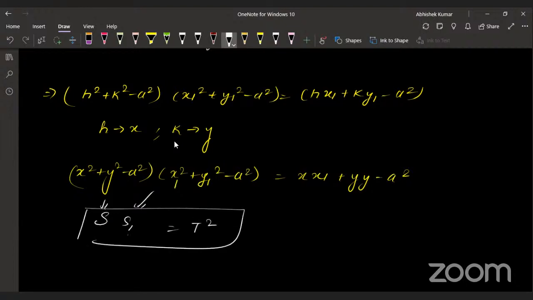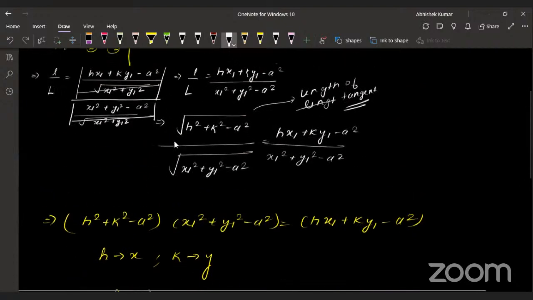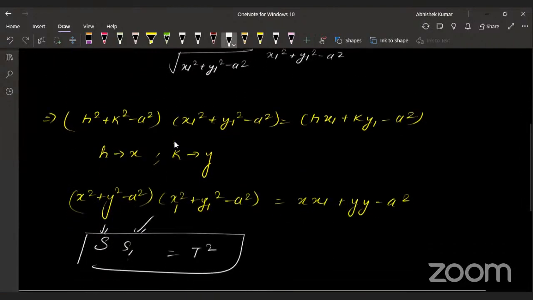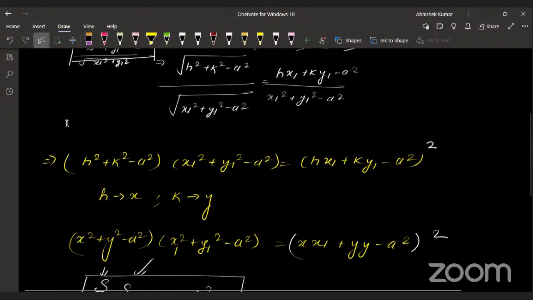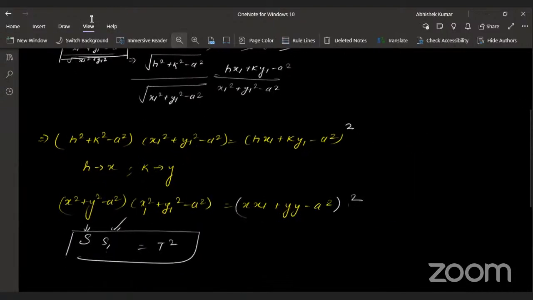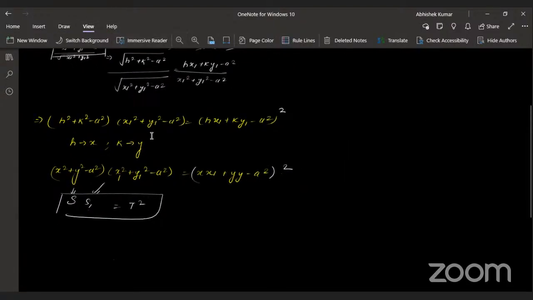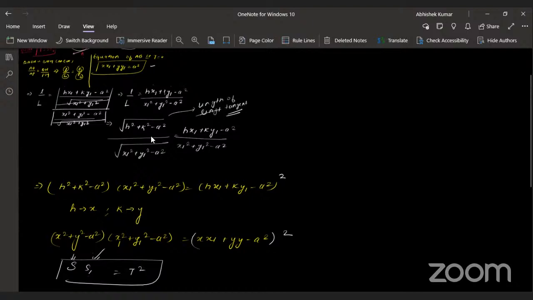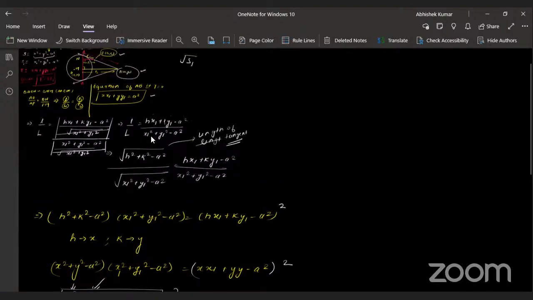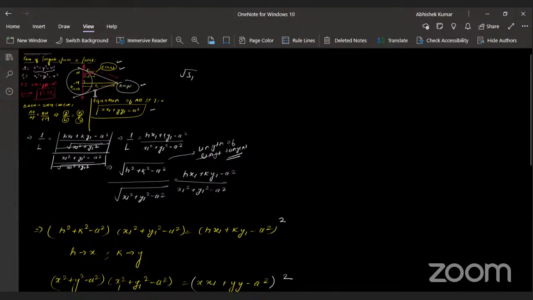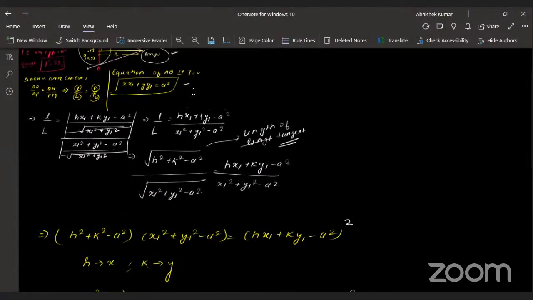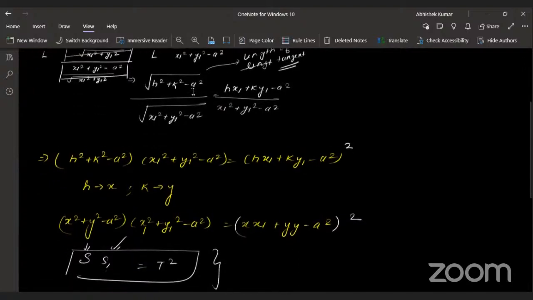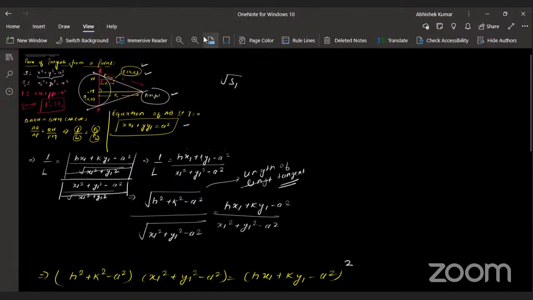We have the whole square here. So that's the equation we have for the pair of tangents drawn from an external point. This is the combined equation of the two tangents drawn from an external point to the circle. Important. All right, go through it.